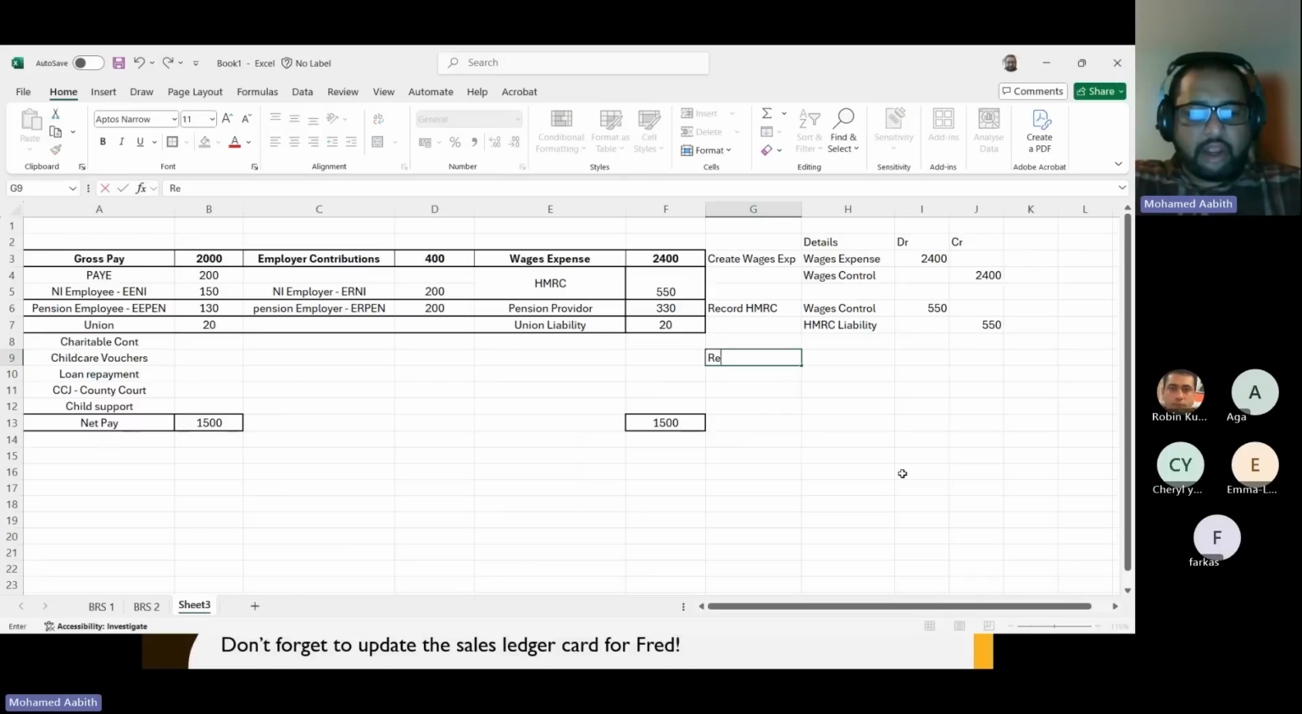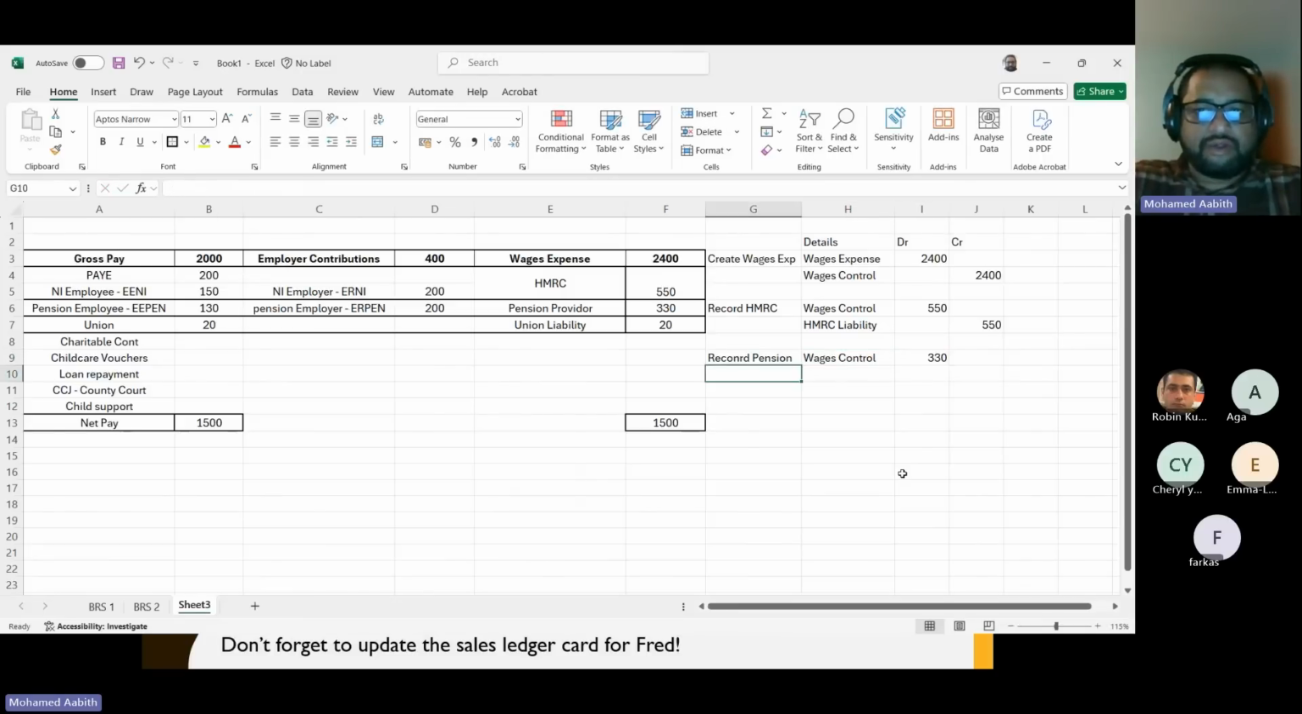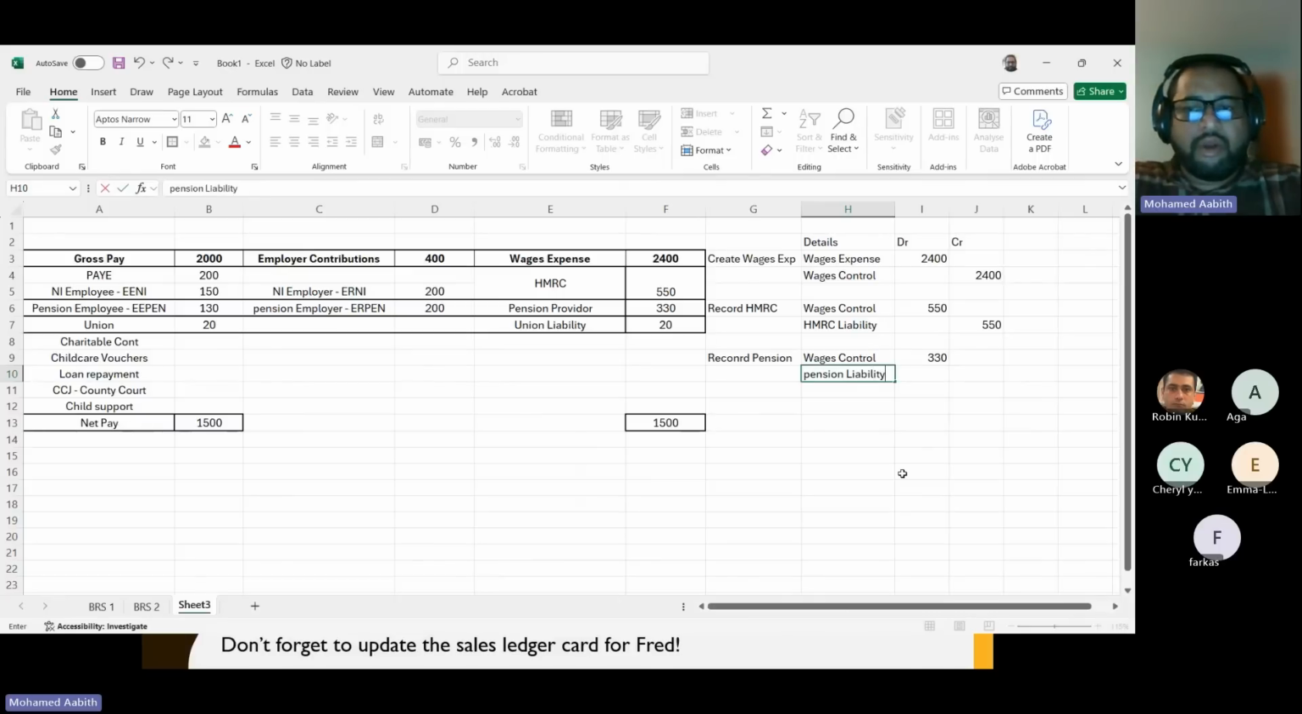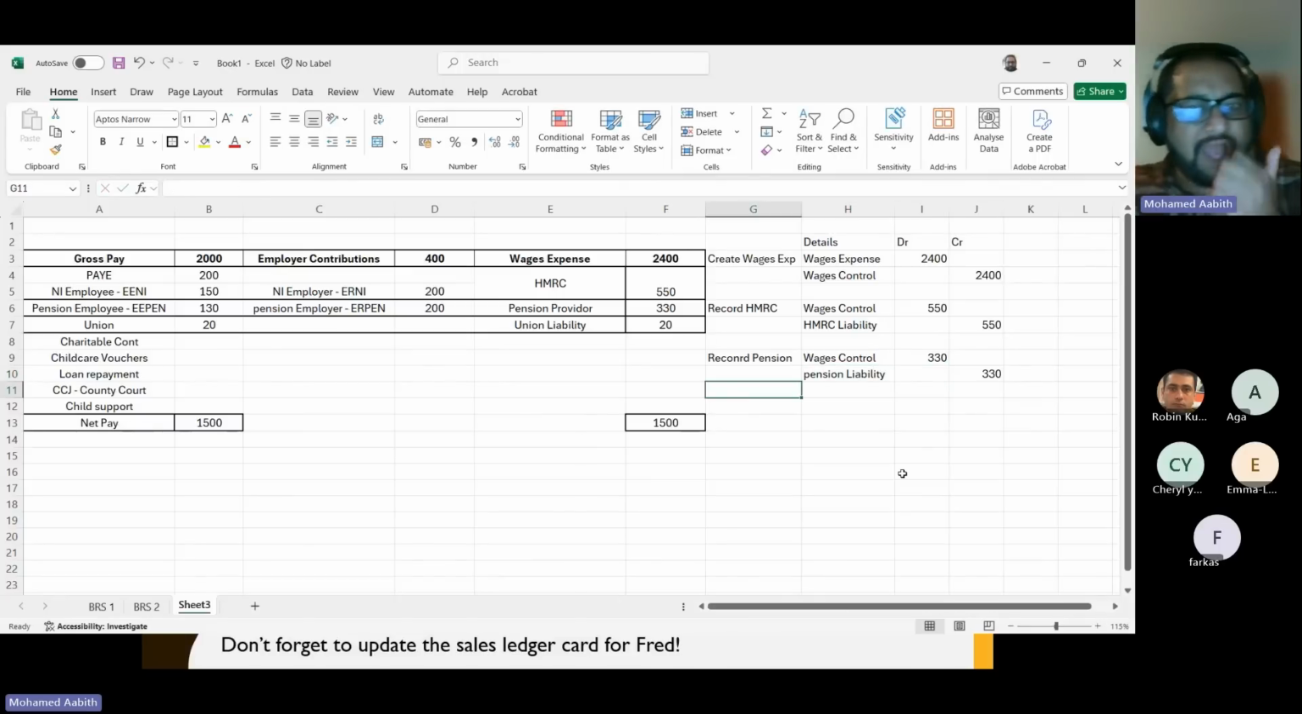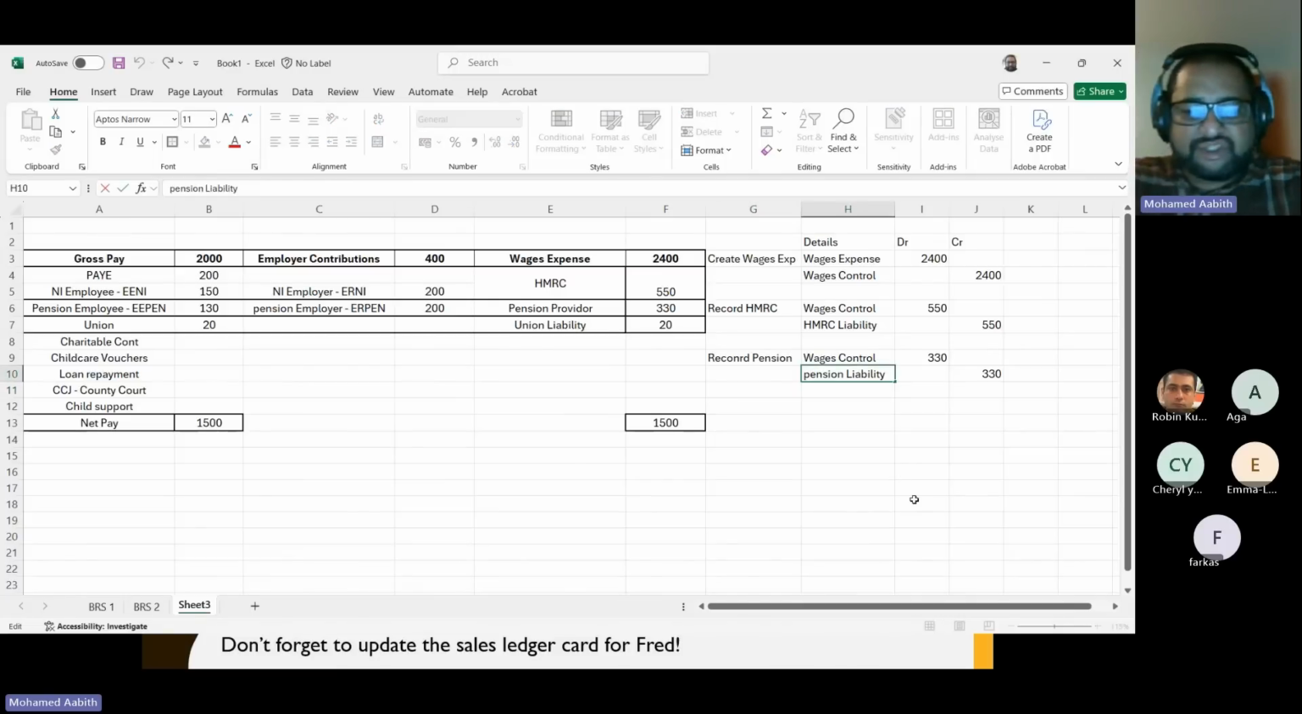Third one, they'll say record pension. It's a pension liability. I'm going to say here pension liability, plus wages control. How much is that going to be? £330. And then here, pension liability. Why we call that a liability, I'll explain. Liability means we don't pay them straight away. We collect those, keep it in a pot, and pay them at the end of a period, like once in a month or once in a quarter. It depends on how the business is structured.